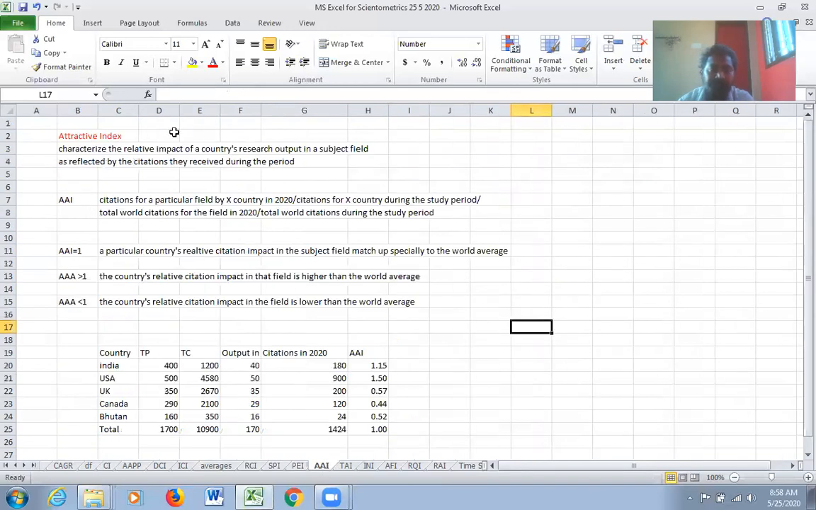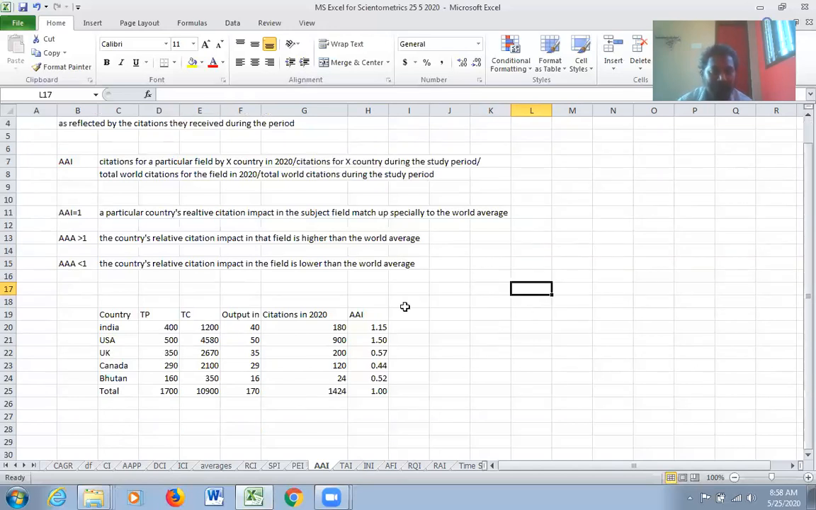Let me go to the next one. Attractive index. It tells you what is the relative impact of a country's research output in a subject field, as reflected by the citations they received during the period. It tells you what your impact is relative to the rest of the world in terms of citations, how good you are. You can do it with the attractive index: to what extent your papers are attracted by other researchers in the same field in terms of citations.